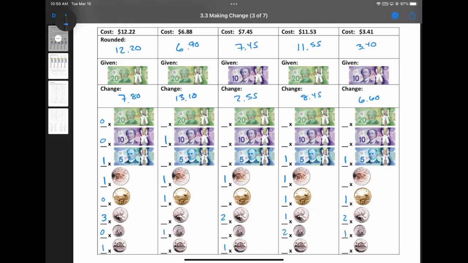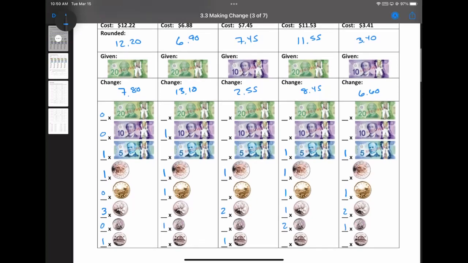Okay, so that method, not too hard. We do the subtraction to figure out how much change we owe, and then we just add up to that amount of change. Now there is another way to do it, and to be honest with you, I'm not going to be able to see which way you're using, so I don't care which way you use.